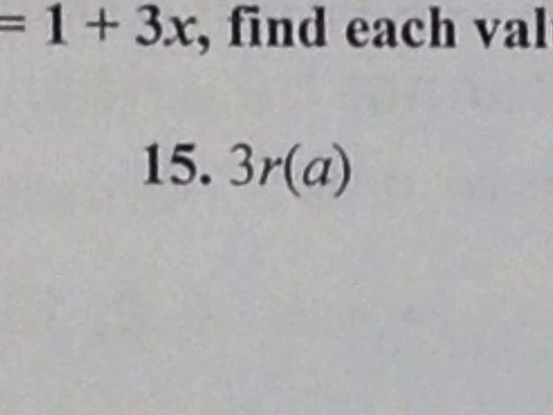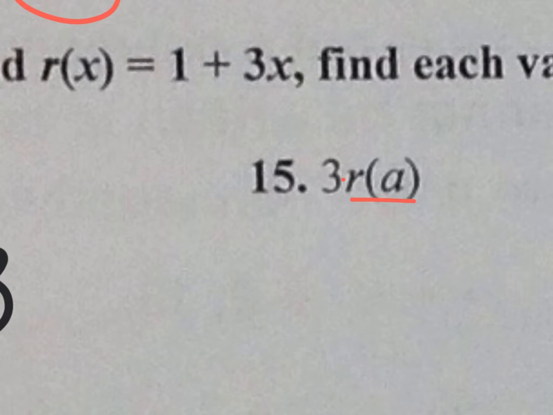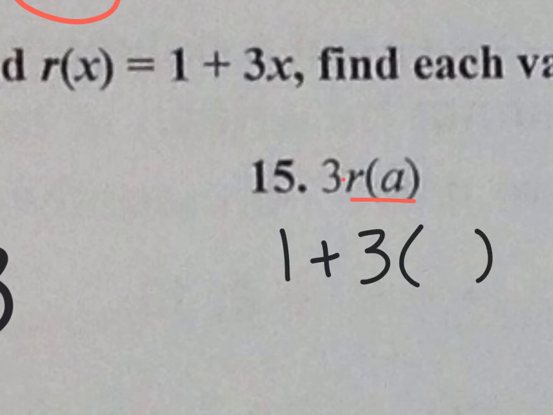Number 15 is a little bit more interesting. You have to know what you're reading here. 3 times R of A. So, obviously, which one are we using? R or P? Which function? The R function, right? So, whenever you're going to use a function, rewrite the function exactly the way it is, but use parentheses so you could have the spot to plug it in. So, I'm really going to rewrite 1 plus 3x, put parentheses. But what do they want us to plug in place of x? They want us to plug in A into the R. So I want to put an A right here.